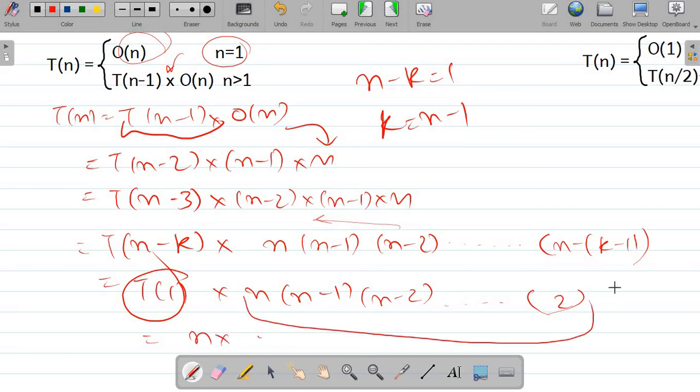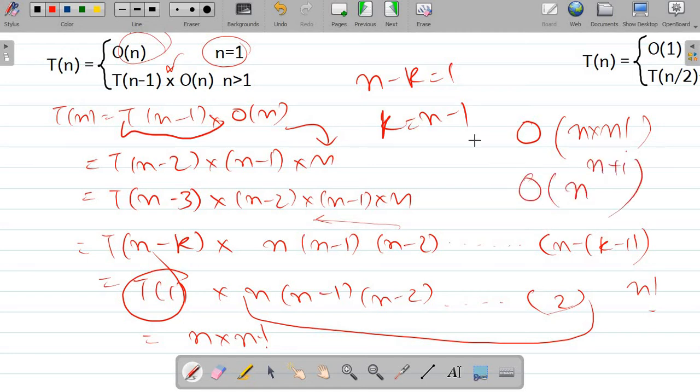Now this whole is nothing but n factorial. So this is n into n factorial. So the exact answer to this is order of n into n factorial, or you can also write it as order of n to the power n plus 1. This is a more tighter answer, but even this is a correct answer.